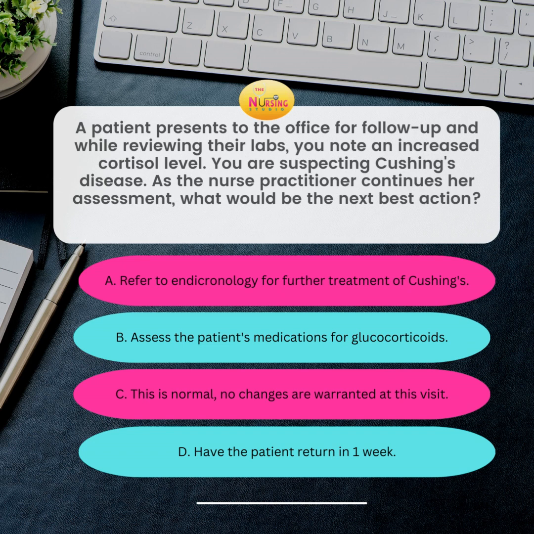A patient presents to the office for follow-up, and while reviewing their labs, you note an increased cortisol level. You are suspecting Cushing's disease. As the nurse practitioner continues her assessment, what will be the next best action? A, refer to endocrinology for further treatment of Cushing's. B, assess the patient's medication for glucocorticoids. C, this is normal, no changes are warranted at this visit. Or D, have the patient return in 1 week. I'll give you a second to think on this and post your answer in the comments.